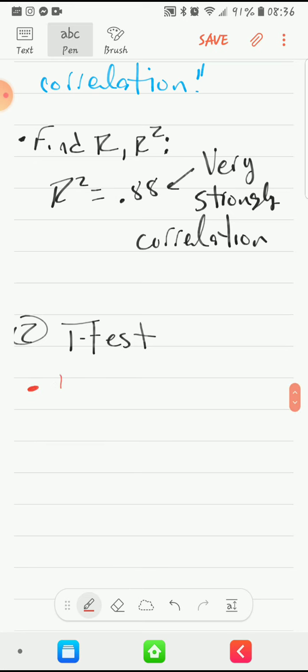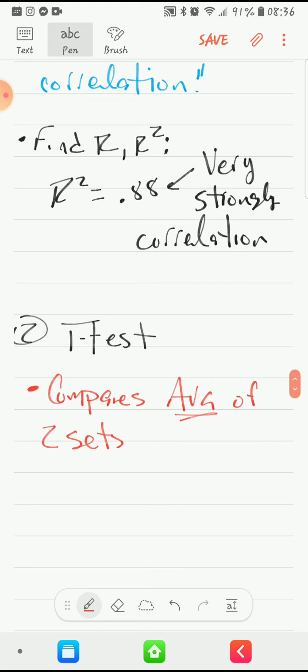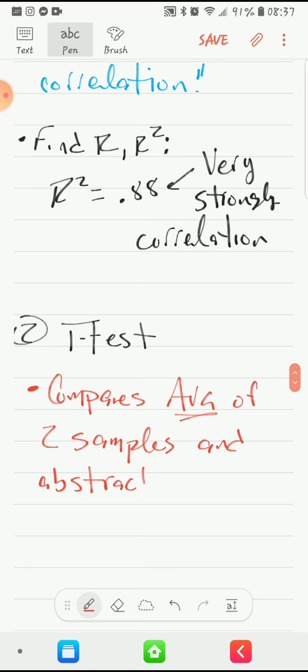The T-test compares specifically the averages of two sets to their populations. So the averages of two sample sets, I want to give that detail, two samples, and abstracts them to the population. Okay, so what do I mean by that?